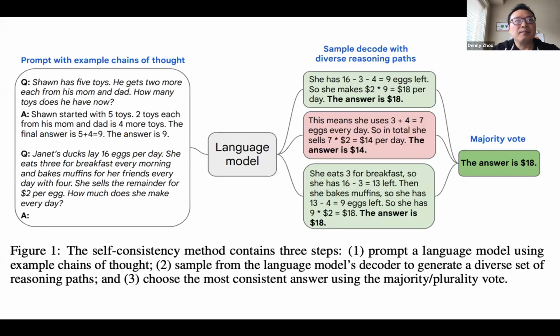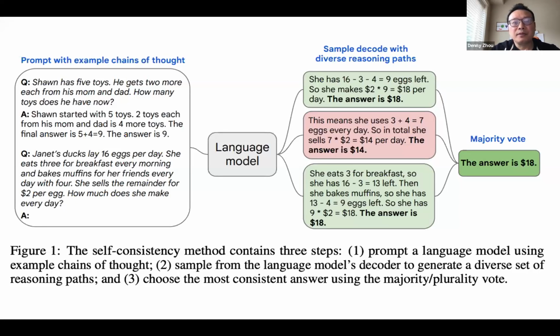Look at the panel here. The left panel is the prompt. It contains an exemplar and a question. And then we sample the language model multiple times. If you look at the answers, the most common answer here is $18. So we choose $18 as the final correct answer.